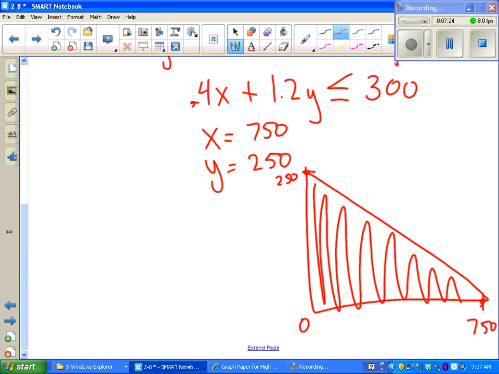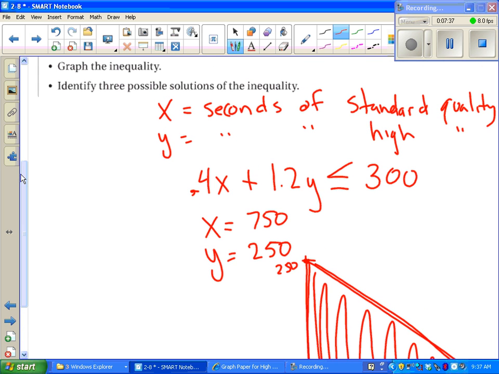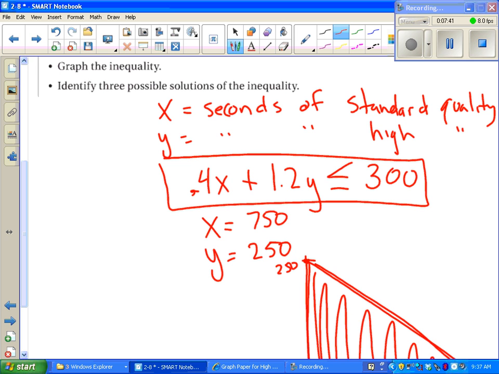There are an infinite number of right answers on this. Any point that lies within this triangle is an okay solution. So your answers may vary. Come up with 3 points that you think are in there. Test them by plugging them into our original inequality. As long as you come up with a true statement, you know you're doing fine.